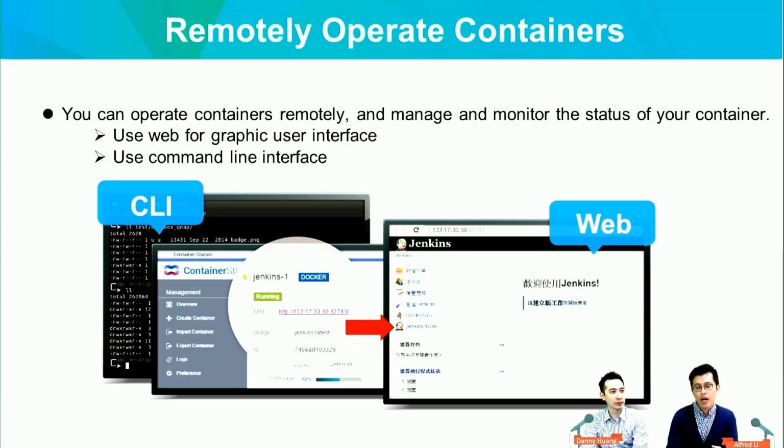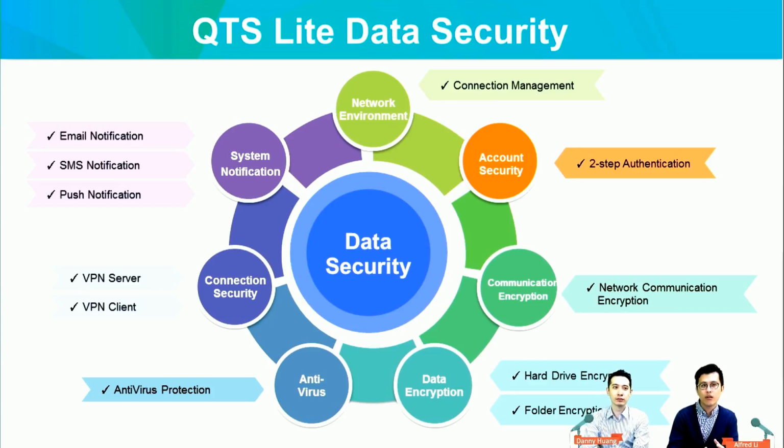So the next part, I'm going to show you running those virtualization solutions in QTS Lite. This is not just about platform service, but also data security. So in the next slide, as you can see, this is about data security. In QTS Lite, we provide 6 layers of protection, including the network environment, account security, communication encryption, and data encryption, and also antivirus, followed by connection security and system notification. I will go through every part so that you know what QTS Lite can do for you.